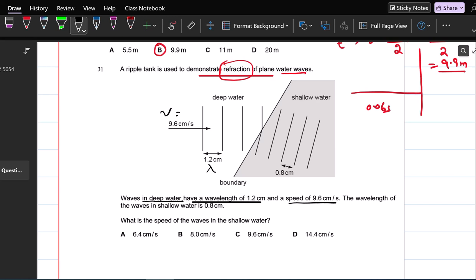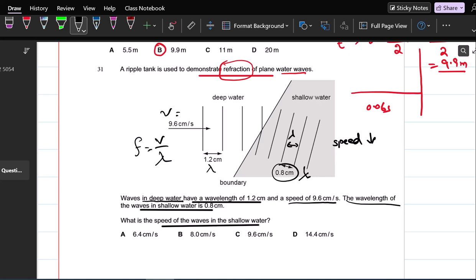We can find the frequency as well: v divided by wavelength. The wavelength of the waves in shallow water is also given. What is the speed of the wave in the shallow water? Shallow water. Okay, so the wavelength is less. So the speed is also going to decrease. It should be less than this 9.6 centimeter per second. So either A or B is the right option. We are not going to C and D options.